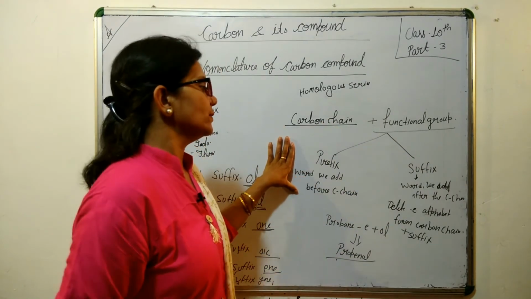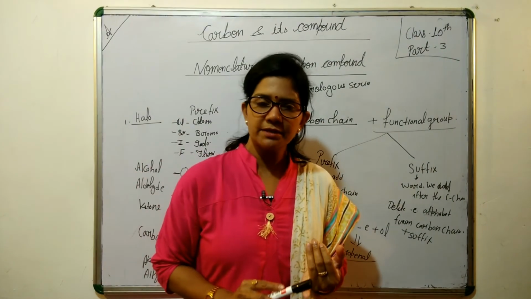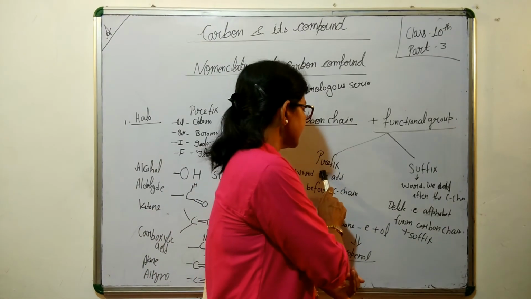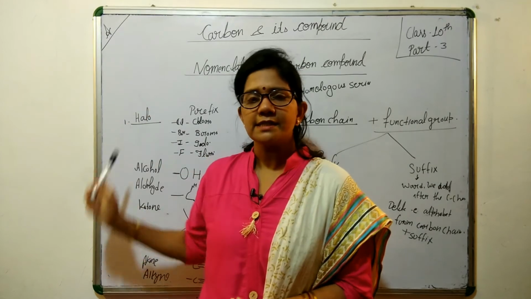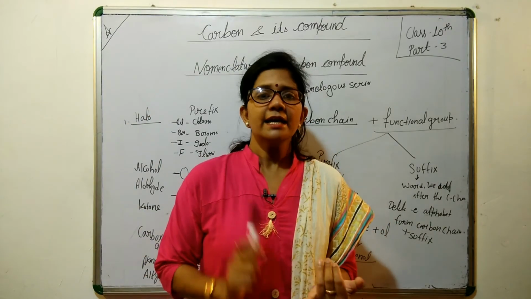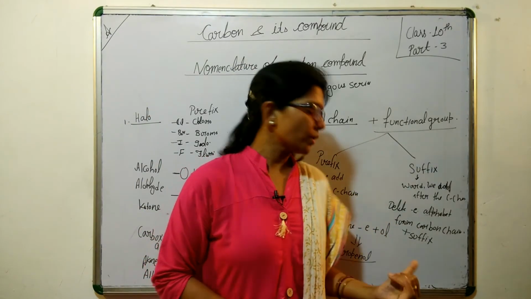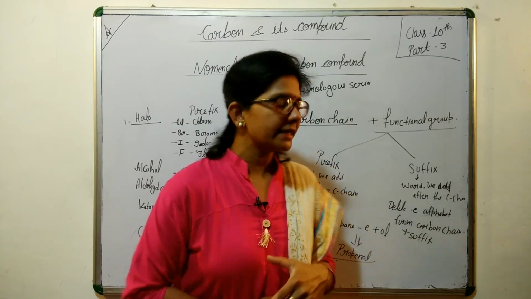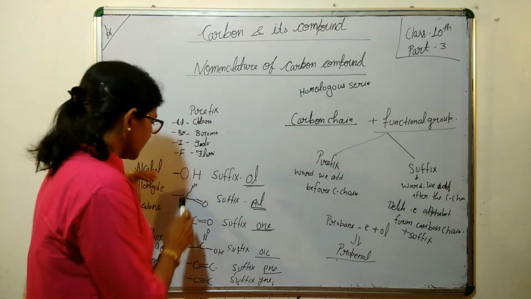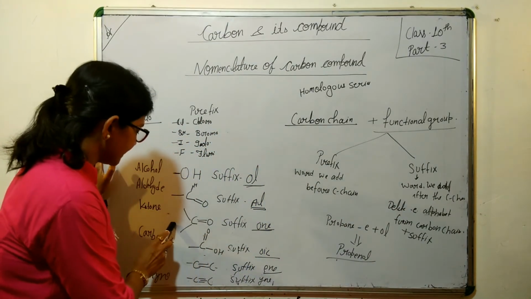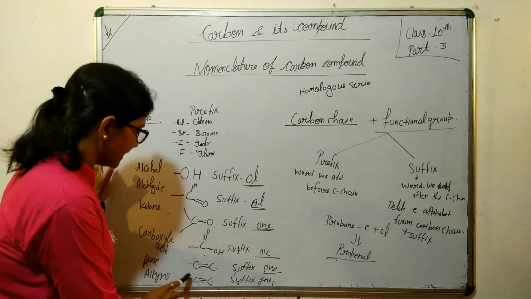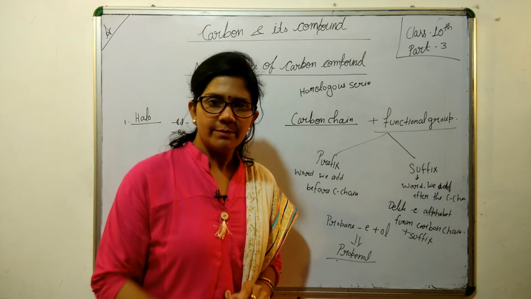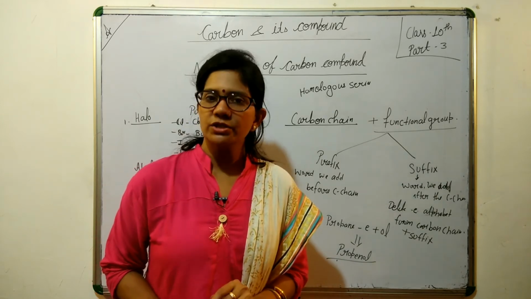So only rules you have to see. First, the number of carbons in the carbon chain. Then second, whether it is a prefix or suffix, we'll see from the chart. And then if the suffix starts with a vowel, what we have to do. And the fourth very important thing is that in all these cases, aldehyde, ketone, carboxylic acid, alkene, alkyne, these carbons will be included in the carbon chain.